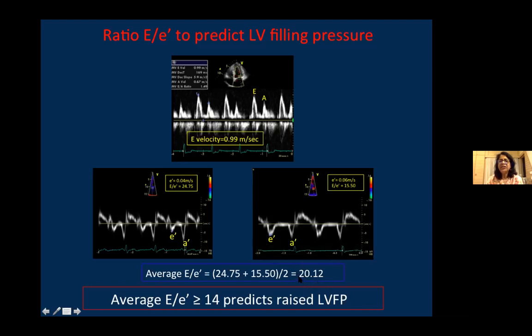It indicates a very high LV filling pressure, because as per the latest ACC guideline, if you get an average E by E prime value more than or equal to 14, it always predicts raised LV filling pressure. So we must remember how we do the E by E prime and what the value is.